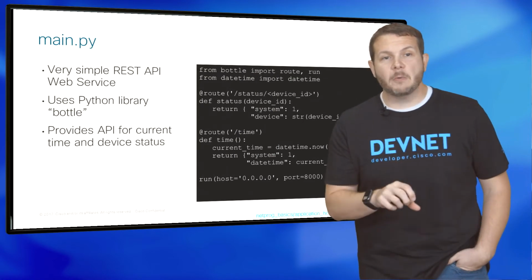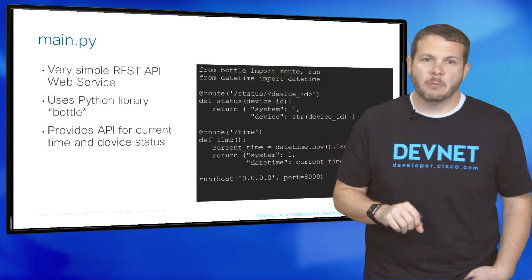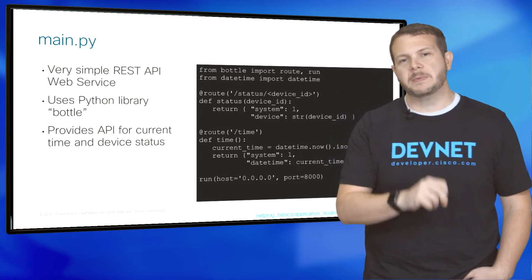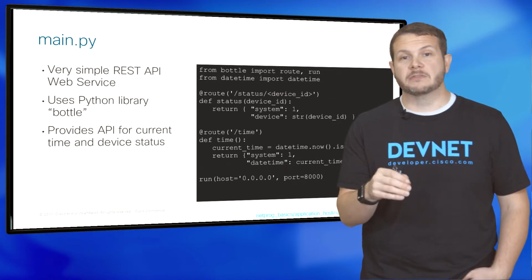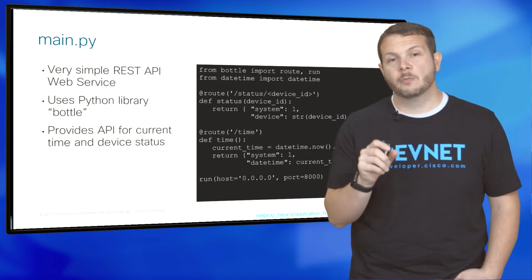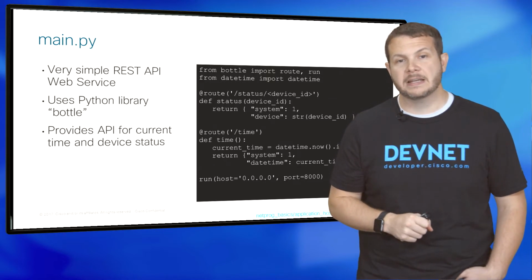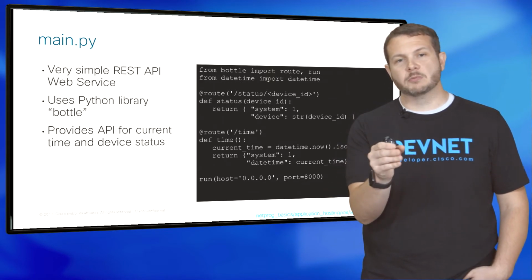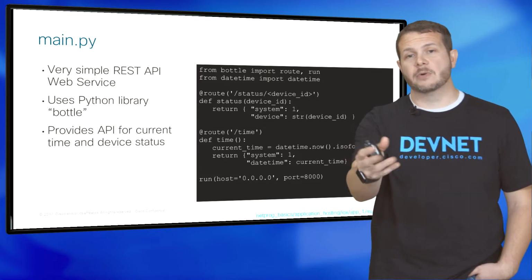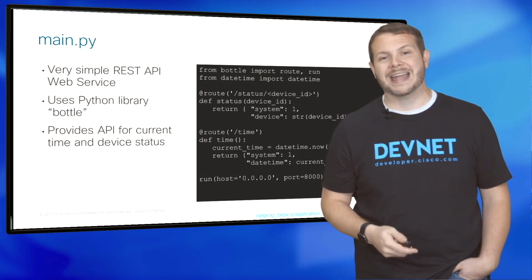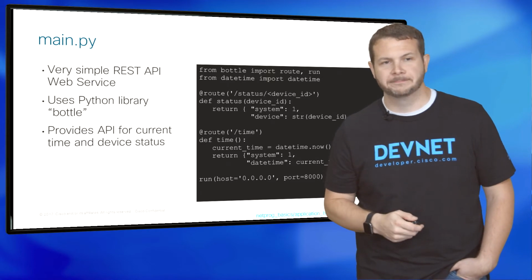Now, our main.py is our actual application. And what we have here is a very simple REST API providing this demonstration. We're leveraging Bottle, which is a very common, lightweight web framework for building REST APIs. And this application will provide two endpoints. One that will provide the current time at the device, and then another one that just reports back some basic status information that we can look at.